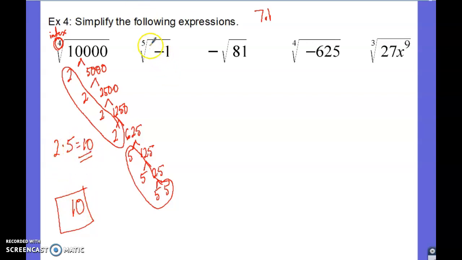Now the next one is kind of okay. The main thing I want to get at is if you have an even index, we can only do an even index of a positive, because if it's even, that means that every negative has to repeat itself. So I'm going to jump ahead to this example right here. Because it's an even index for a negative number, this is impossible.